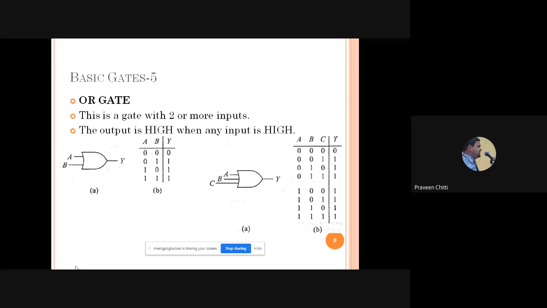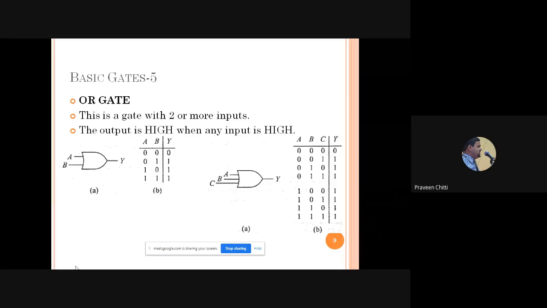Output of the OR gate will be high when even one of the inputs is high. Output of the OR gate will be low only when what? Both the inputs are low. Not only both, all the inputs. Don't make it specific to only 2 input gates.